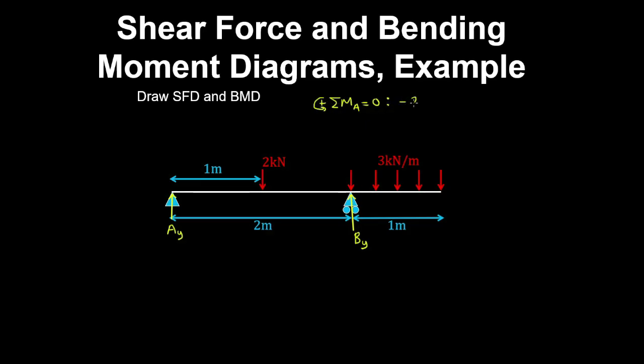then we have a clockwise moment produced by the 2 kN force with a moment arm of 1 meter. And we have an anti-clockwise moment produced by the reaction at B by the moment arm of 2 meters. And then we have a resultant force for that uniformly distributed load of 3 kN per meter by 1 meter, which has a moment arm from support A of 2.5 meters. And that's all equal to 0. Solving for the reaction B, we obtain 4.75 kilonewtons.